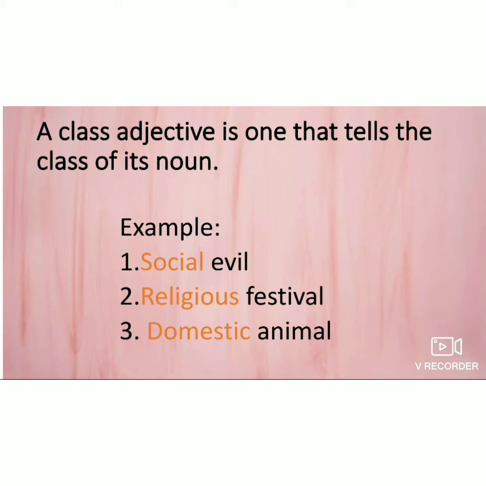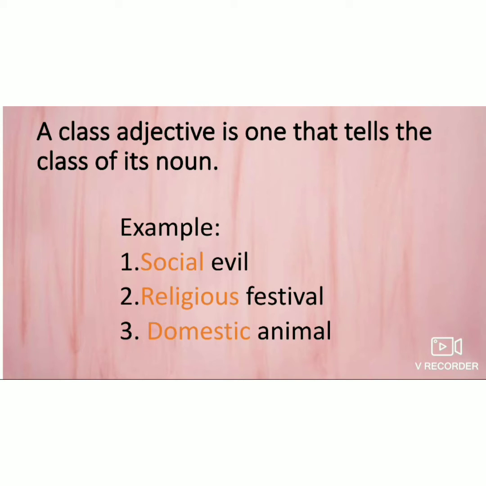Number one, social evil. What kind of evil is that? It is a social evil. So social will be a class adjective. A religious festival. What kind of festival was that? It is a religious festival. So religious describes the class to which the word festival belongs. So religious is a class adjective.